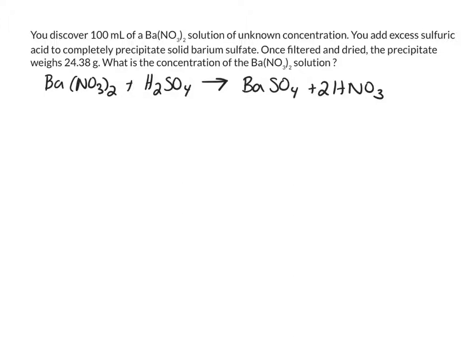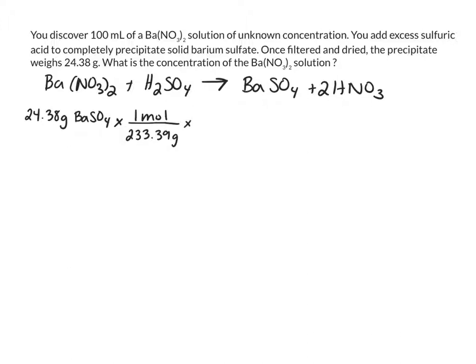Okay, so the precipitate here is the barium sulfate on the right side. So I'm going to take the information I have, 24.38 grams of barium sulfate, and I'm going to use this information to figure out how much of the barium nitrate I have. I can do this because they share a common ion, barium to barium. So my first step is going to be to convert this to moles. So the molar mass of barium sulfate is 233.39 grams for every 1 mole.